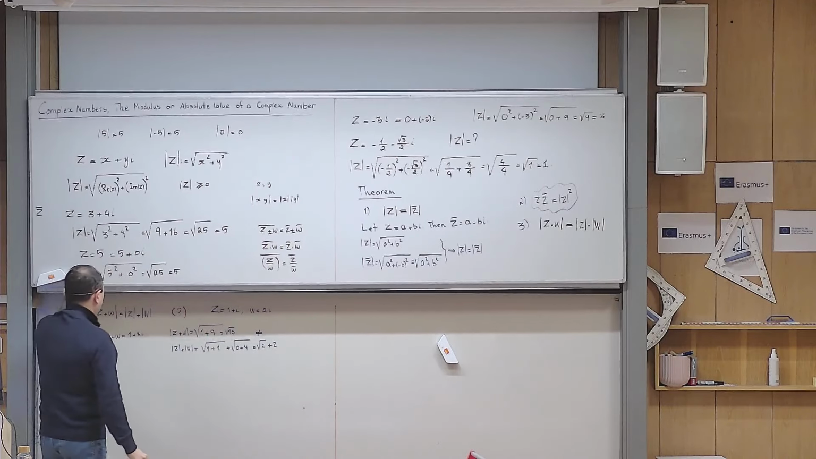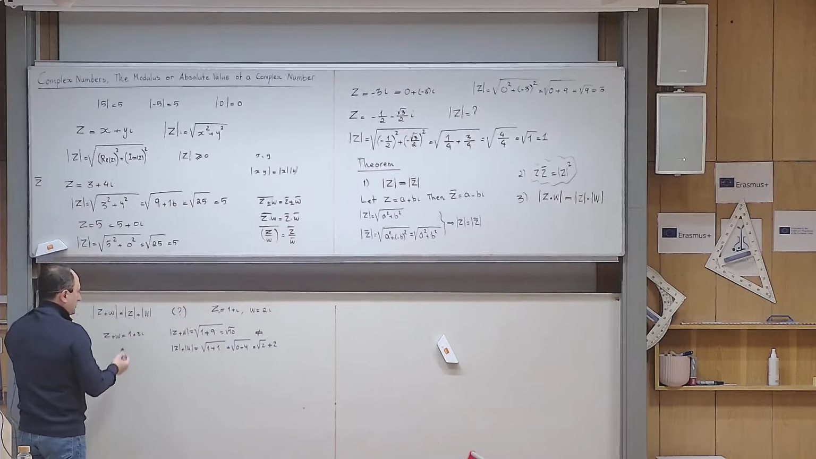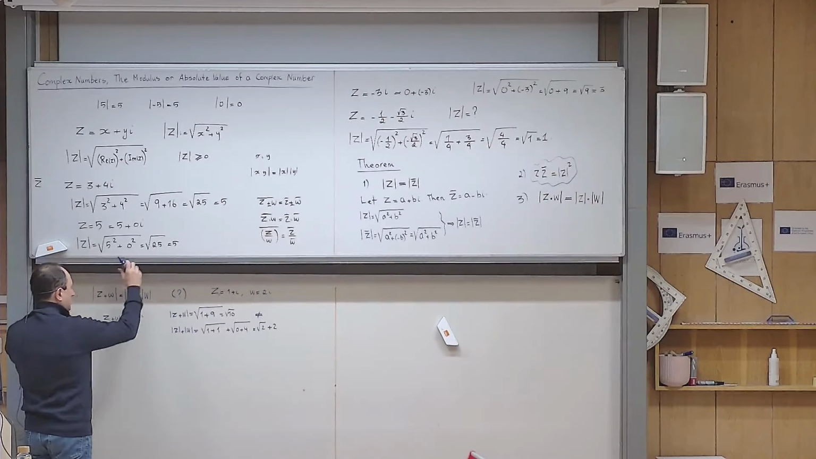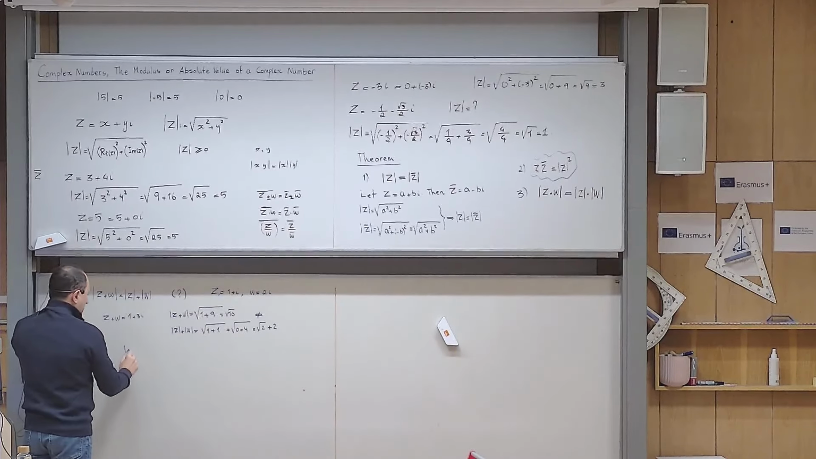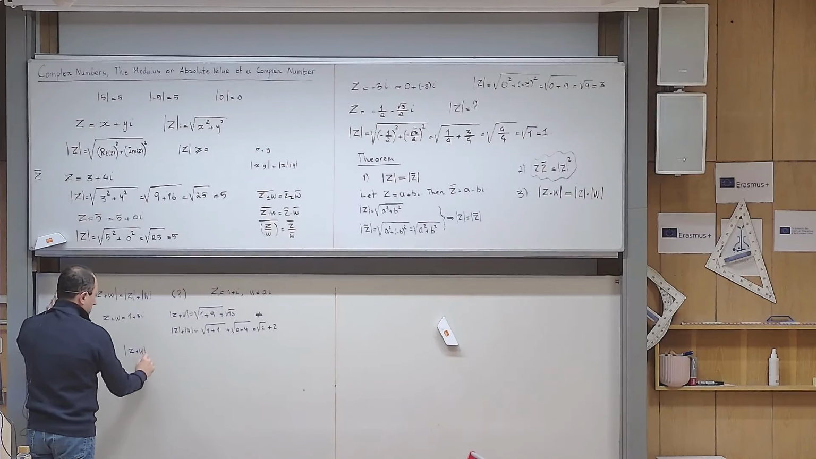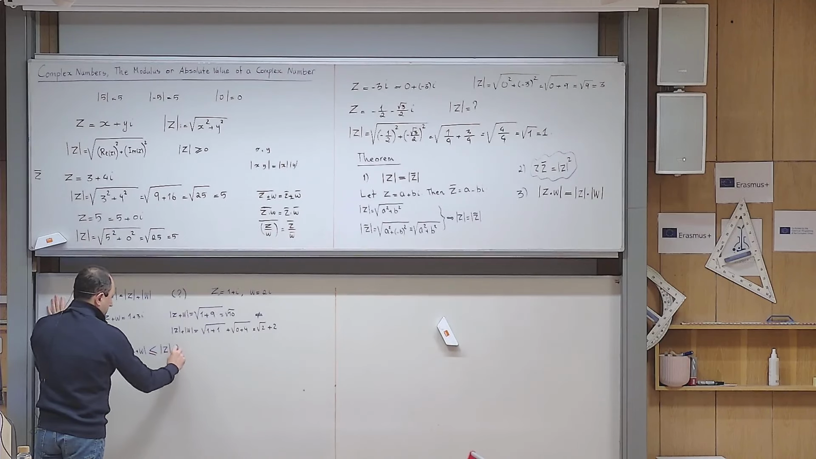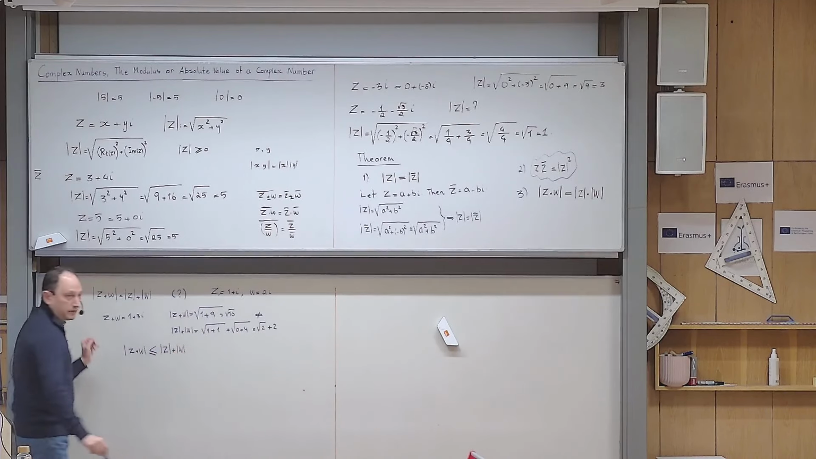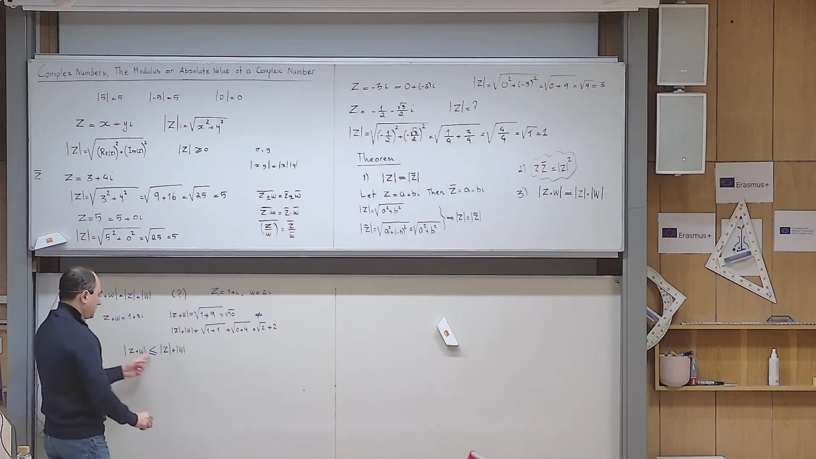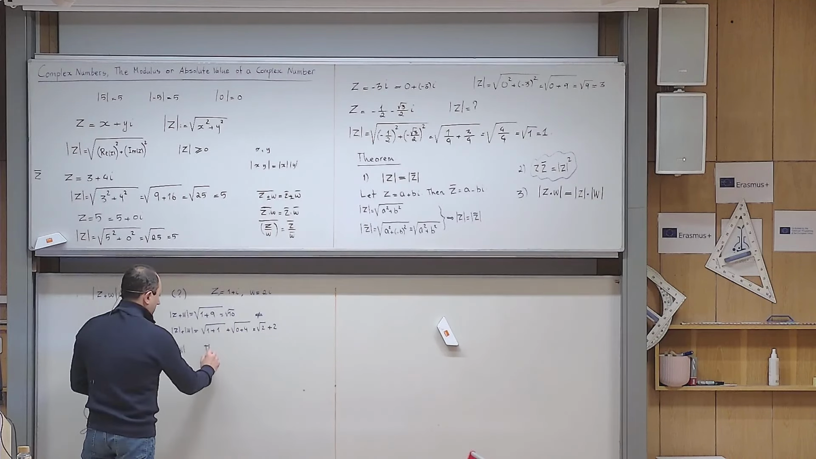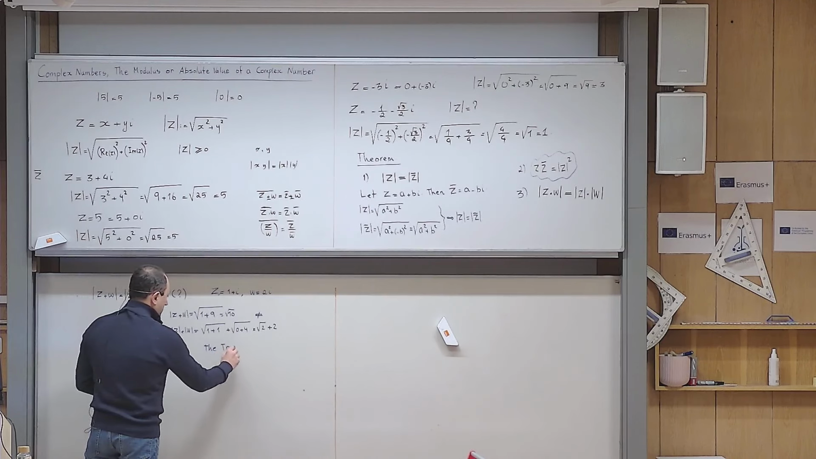And there is a nicer relation, and you can prove this. If we have time, we can go through it. Always the left-hand side is less than or equal to the right-hand side. Okay, and this is a famous inequality. This is called the triangle inequality.